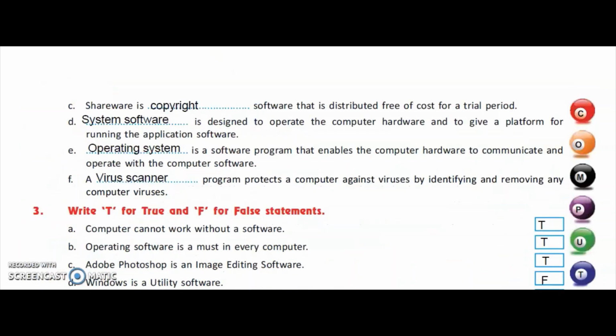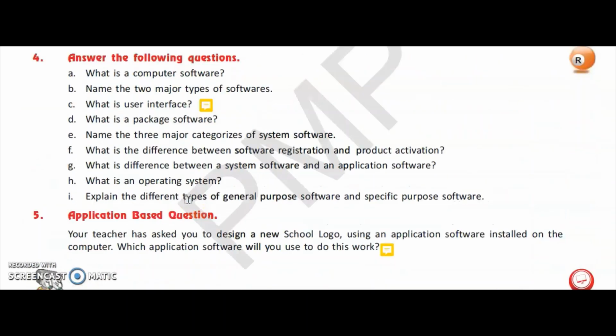So with this the question answers part is over. Now there is an application based question also. Your teacher has asked you to design a new school logo using an application software installed on the computer. Which application software will you use to do this work? So which application software will be used to design a school logo? And the answer is Paint or image editing software. So you will write the answer as Paint or image editing software.